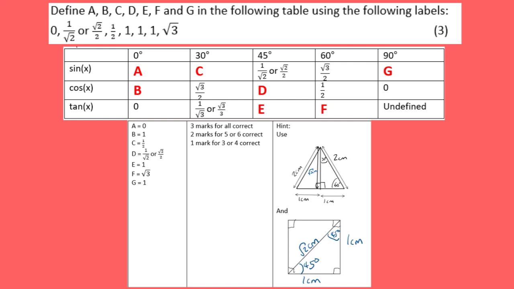You gain 3 marks if you get all of them correct, 2 marks if you get 5 or 6 of them correct, and 1 mark for 3 or 4 correct.